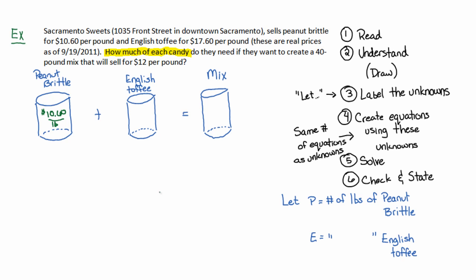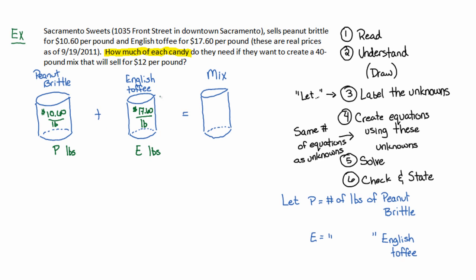Now, I don't have enough room on this bag, so I'll just label it below. This bag has, well, we don't know how many pounds, but we let P equal the number of pounds, so this bag has P pounds. And the English toffee sells for $17.60 a pound. And again, we don't know how much we have, but we call that E, E for the number of pounds of English toffee.